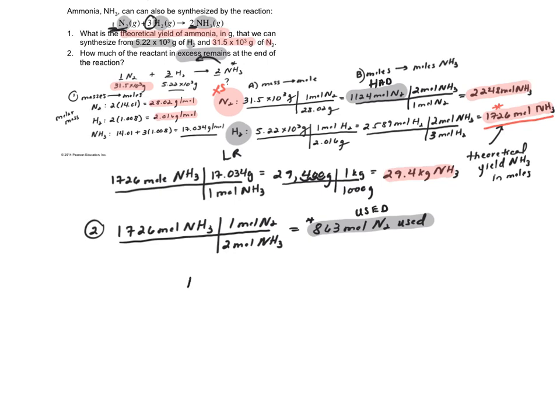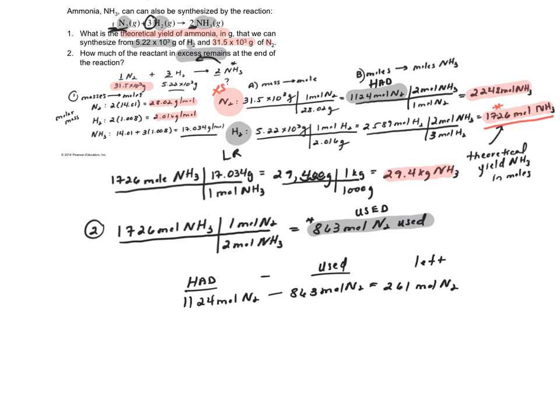So initially we had 1124. That's what we initially put into that flask. We used only 863 moles of it. This is our used. So the difference is essentially going to be what's left over. And so when we take that difference, we find that we had 261 moles of nitrogen left. That's what's remaining in the flask, okay?